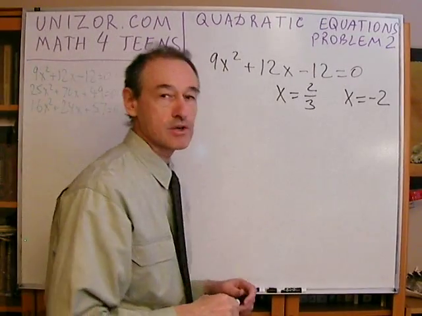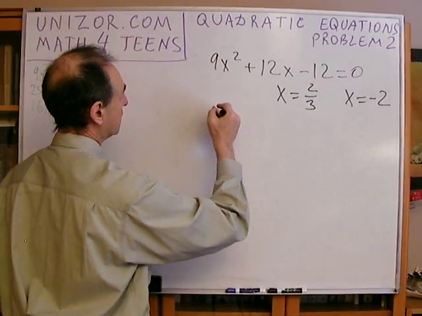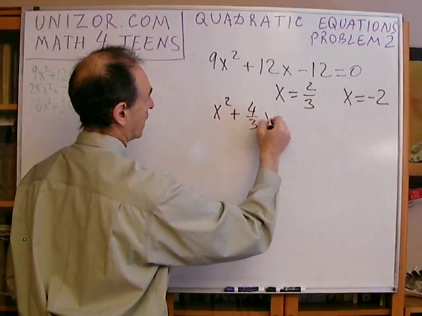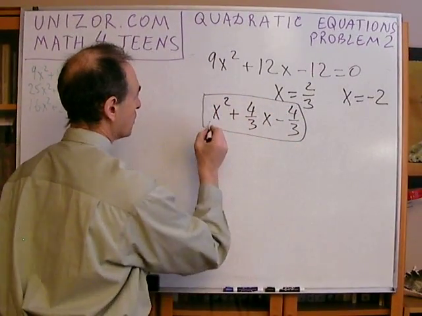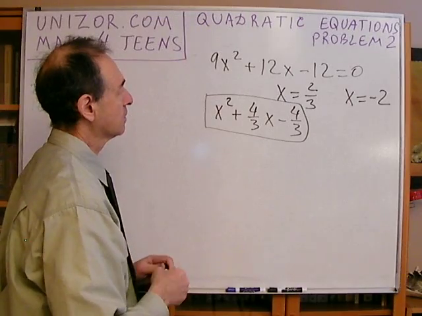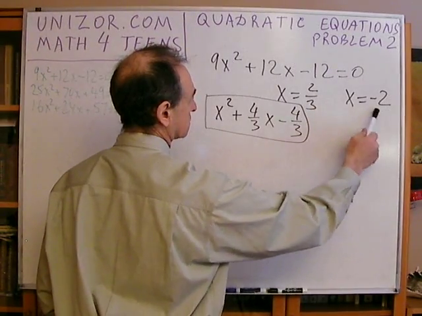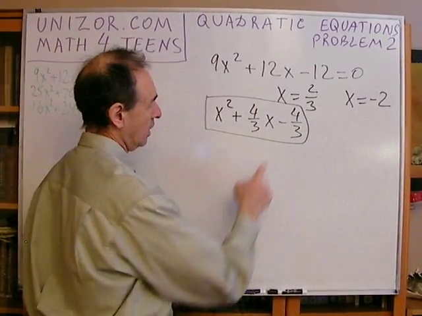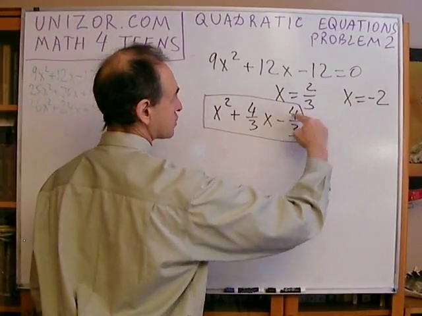Let me make a very small observation here. Let's go back to the original equation and reduce it by 9, so it will be x squared plus 4/3 x minus 4/3. This was an equation with 1 as a coefficient with x squared. Now, here's an interesting thing. Multiply these two solutions. 2/3 times minus 2 will be minus 4/3. You see? Minus 4/3. Add these two solutions.